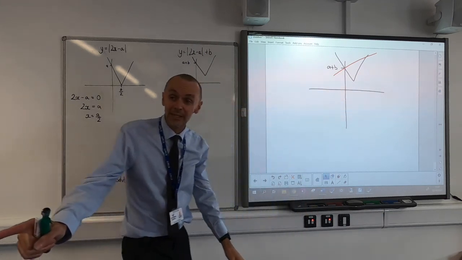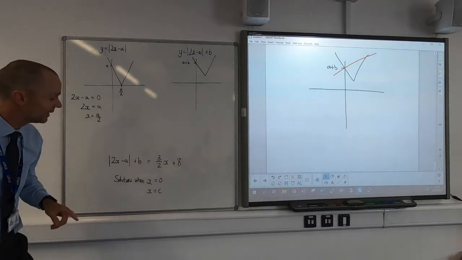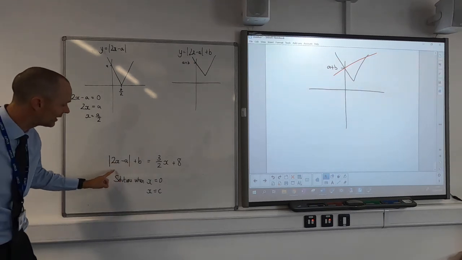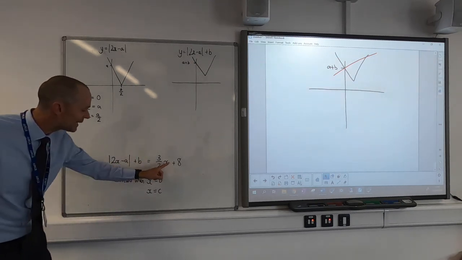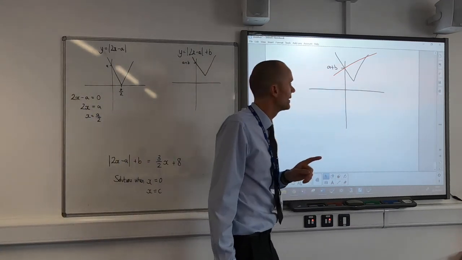So what does that tell me? Go on. It means a plus b has to equal 8. Yeah, a plus b has to equal 8. Now we're going to work that out algebraically in a moment, but the fact that these two equations equal each other when x is 0 must mean that a plus b is 8.